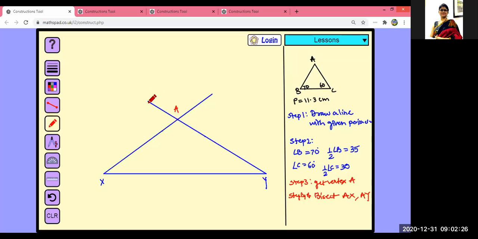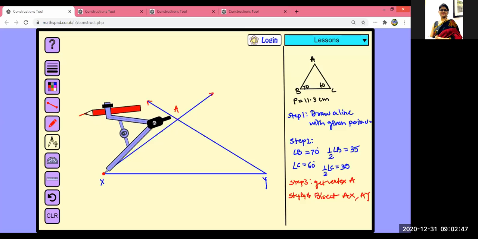So how do we bisect? How do we draw the perpendicular bisectors? Start at any one point. Let's say we start at X, take more than half the distance, right students, and then we draw arcs on both the sides of AX.